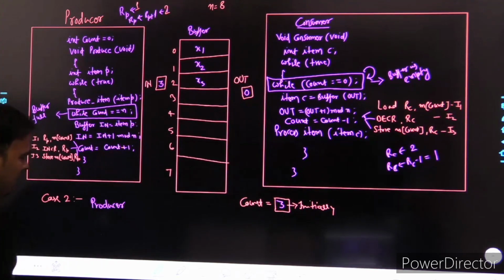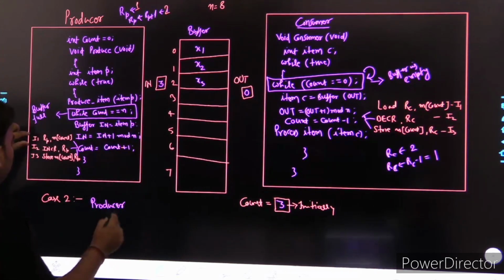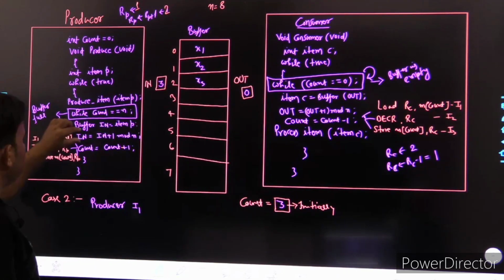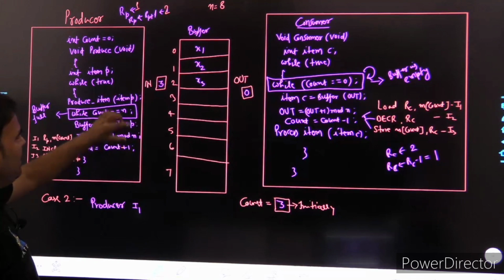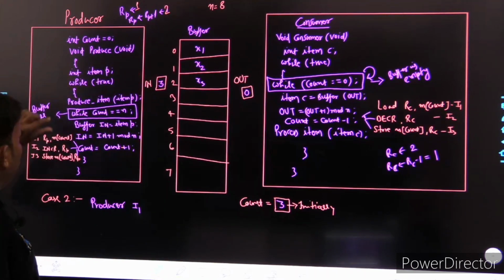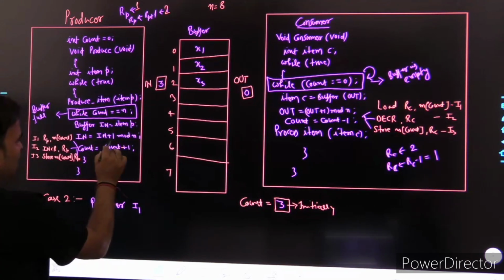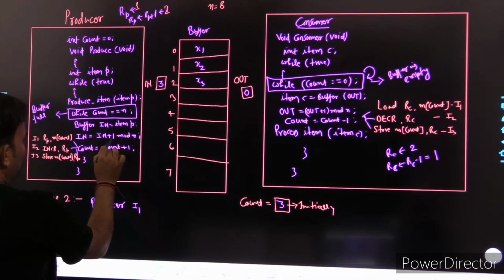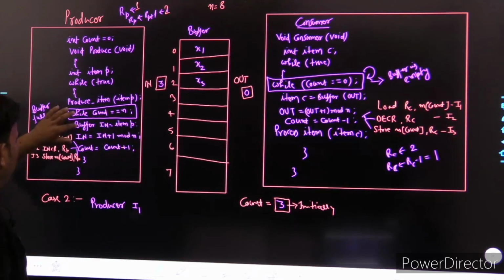This is the flow. The producer came and it executes instruction first. Instruction first is what, my dear friends? In equal to in plus 1 mod n. Currently the in value is what? 3. So 3 plus 1 mod n. Sorry, this is not it. Here it will come.